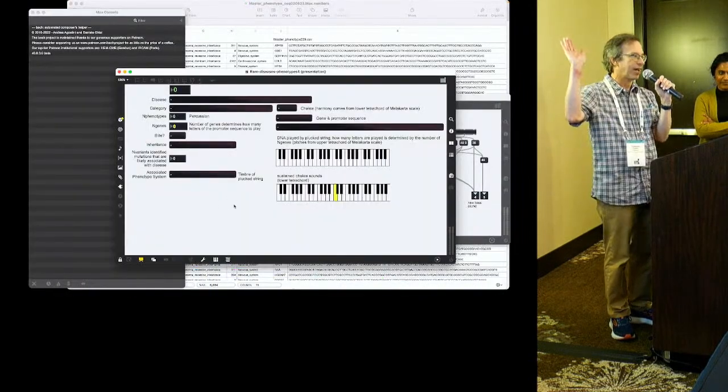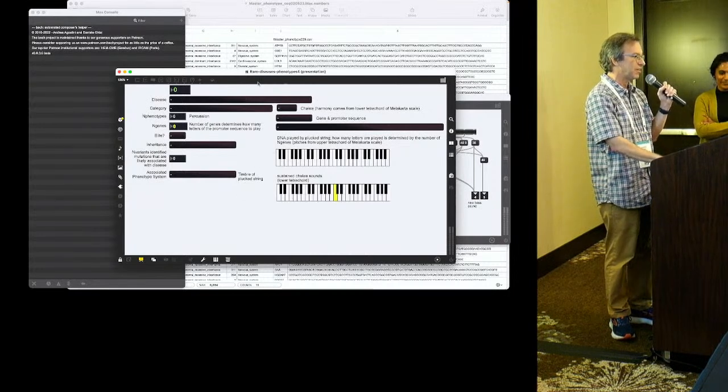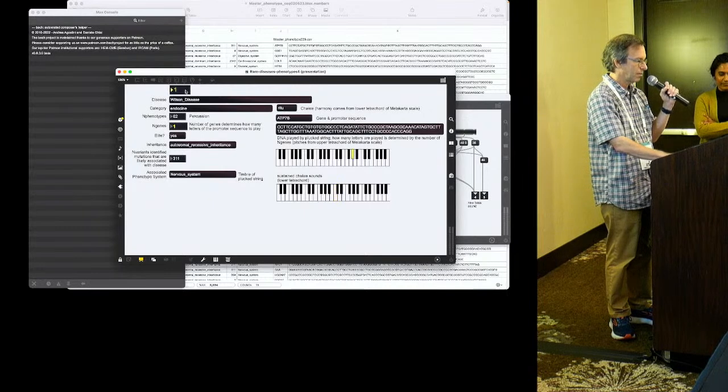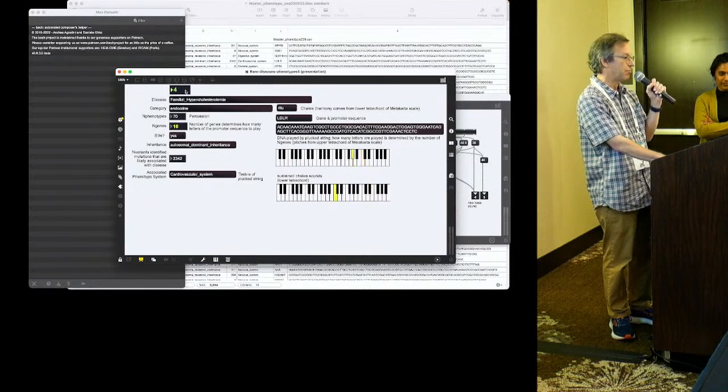Is anybody a Maxer here? Great. This is a nifty thing that just takes the spreadsheet and separates it out into these different fields. And so if I scroll through it, it's just going through these things. And this is how I ended up making the piece.